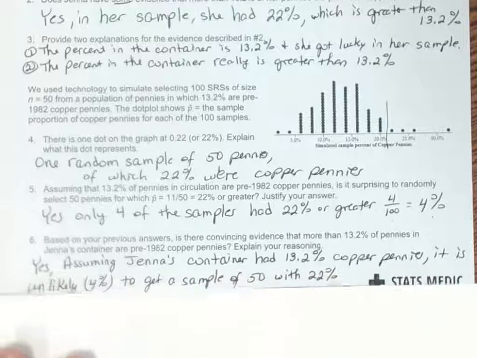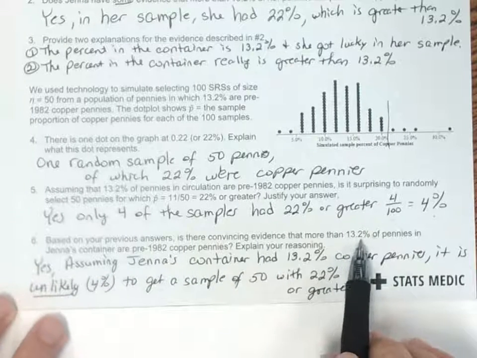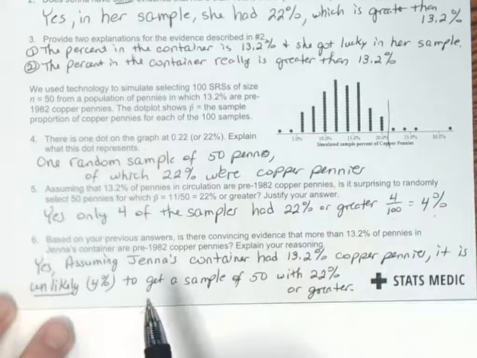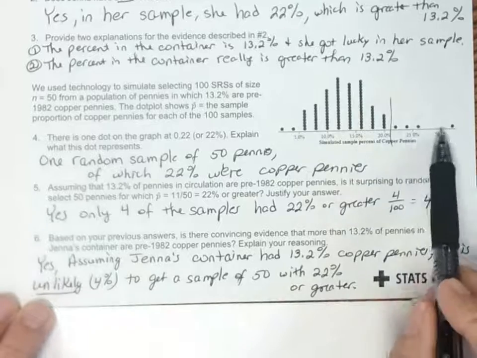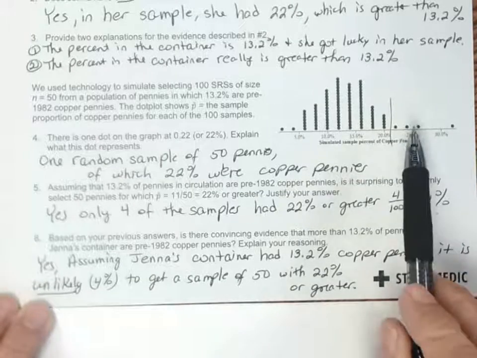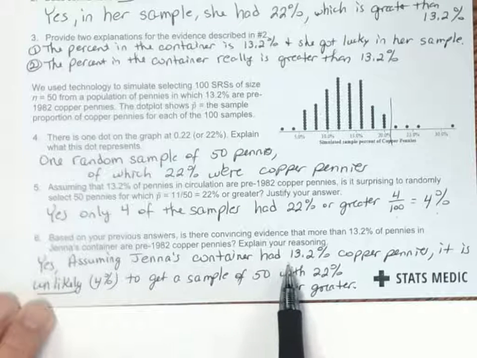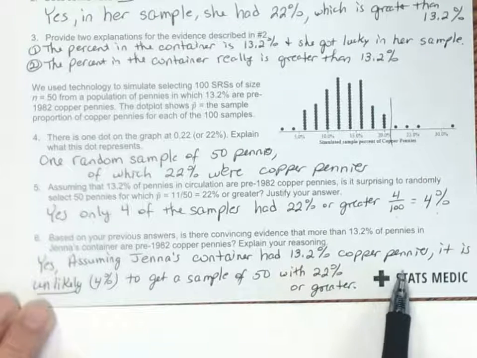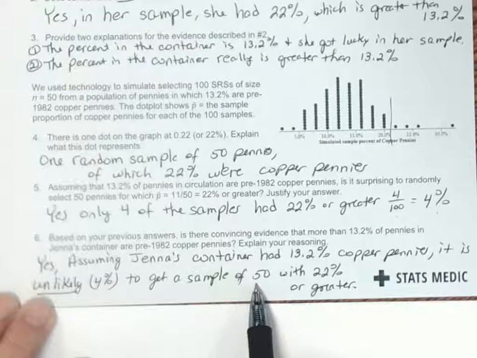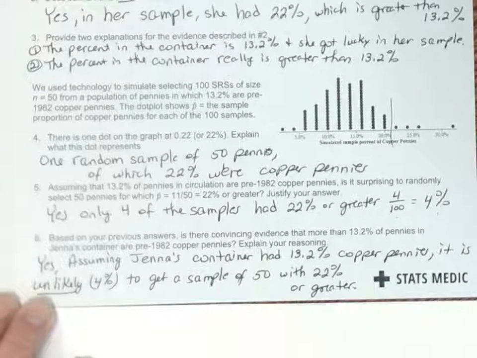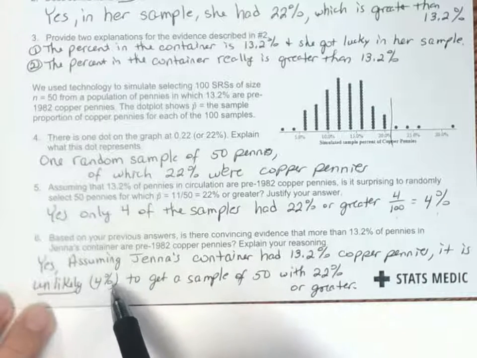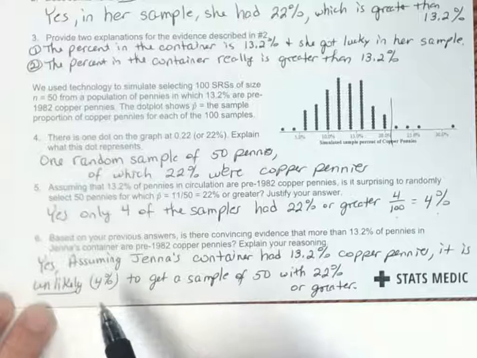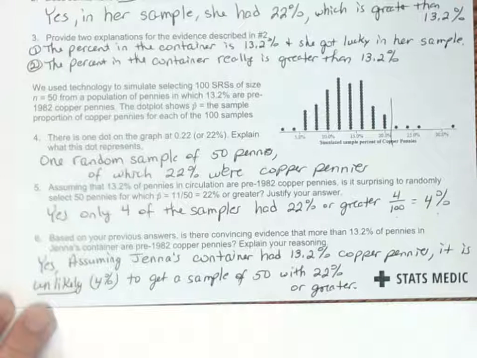And then based on our answers, is there convincing evidence that more than 13.2% of the pennies in her jar are pre-1982? Yes, there is convincing evidence because the chance of this happening by itself is so low. So assuming that her container only had 13.2% pre-1982 pennies, it is unlikely to get a sample of 50 with 22% or greater. And again, remember, we use that 5% as our cutoff. If we had had higher than 5%, then we would have said, okay, we would believe that claim. But we did not have something higher than 5%.